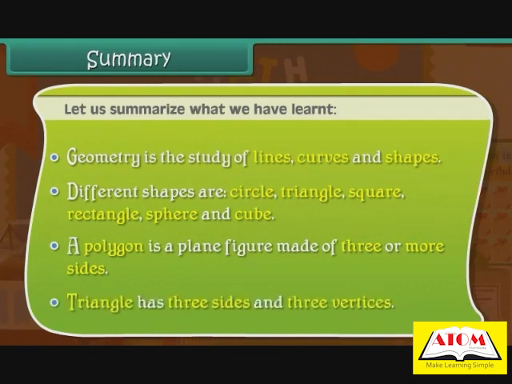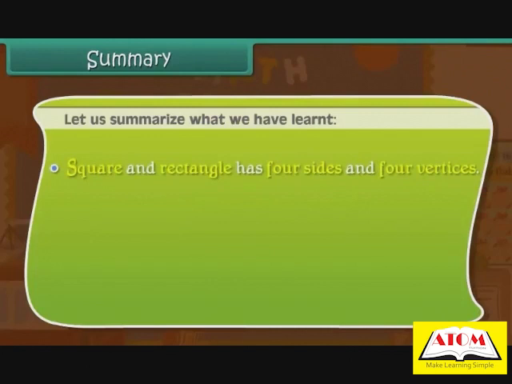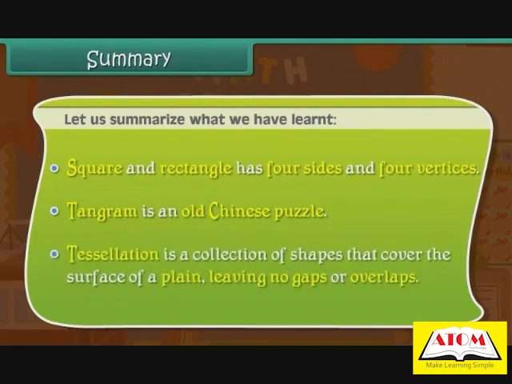Triangle has 3 sides and 3 vertices. Square and rectangle has 4 sides and 4 vertices. Tangram is an old Chinese puzzle. Tessellation is a collection of shapes that cover the surface of a plane, leaving no gaps or overlaps.